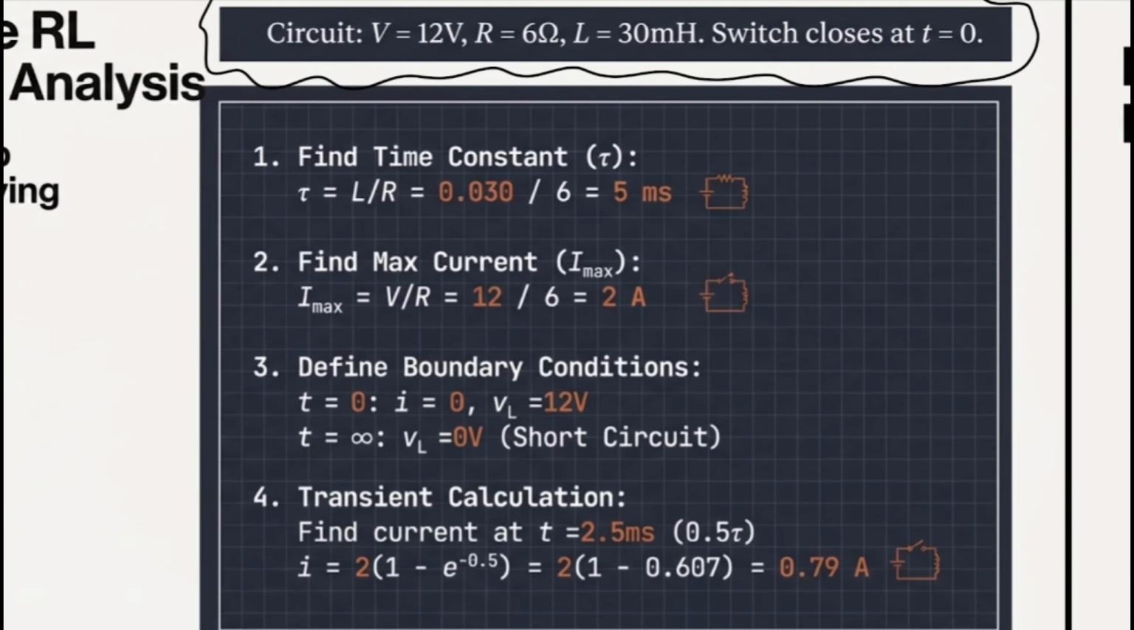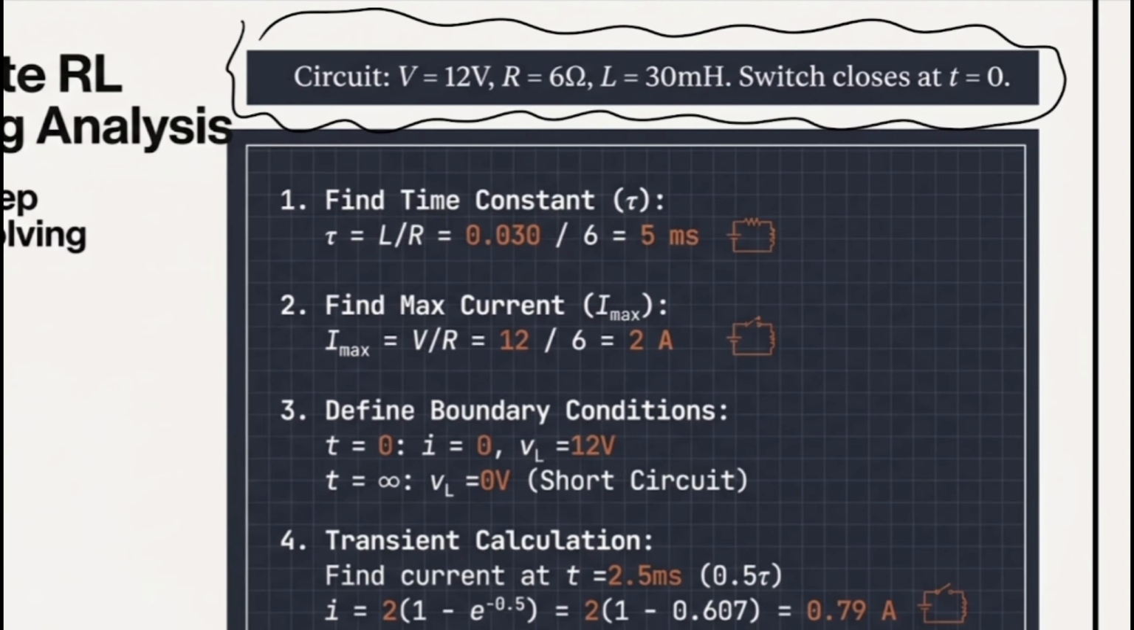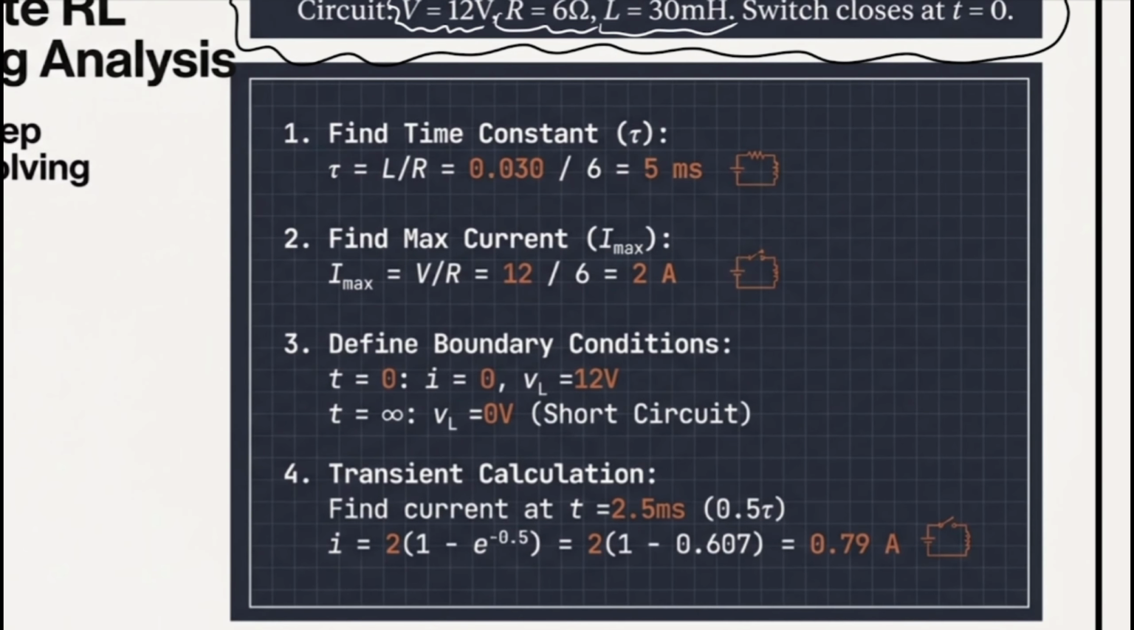So at a point when I do have the RL circuit, my voltage is 12 volts, the R is 6 ohm, and the L is 30 millihenry. So I would like to see what would happen. The very first thing that you have to find, obviously, is the tau, the amount of time constant. L divided by R, so it's 5 millisecond.